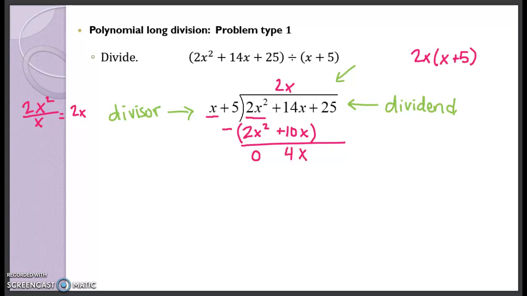And now for the next portion, I think: x times what equals 4x, or 4x divided by x, that's what I'm doing, right? Well, that equals 4. So I need to add 4 on here, and then I do the same thing where I take 4 times x plus 5. 4 times x is 4x. And then 4 times 5 is 20.